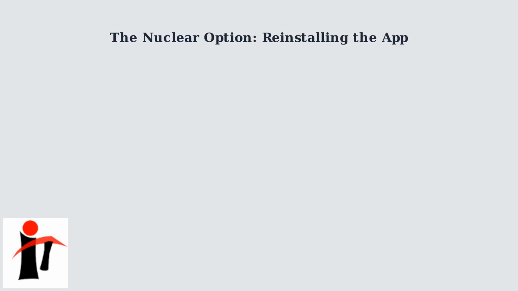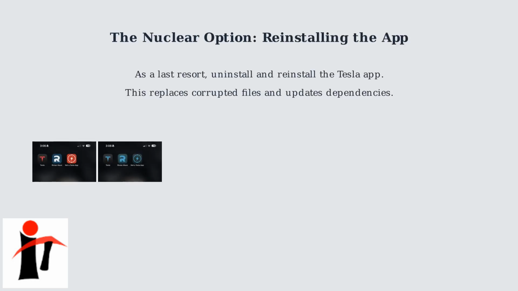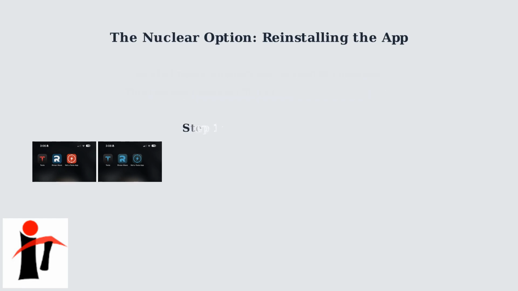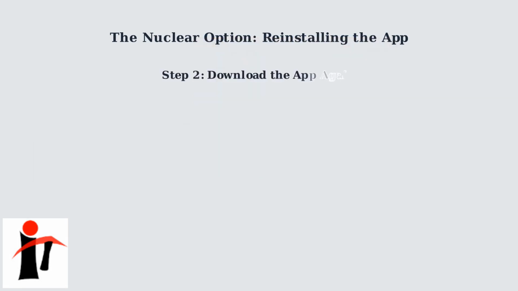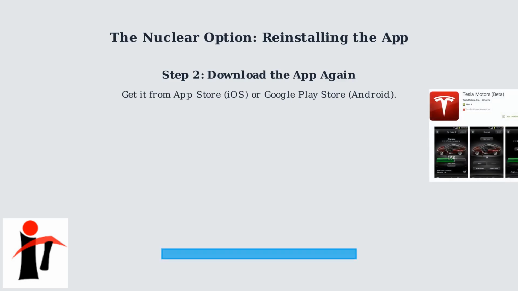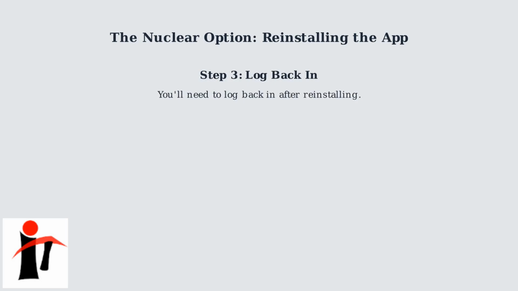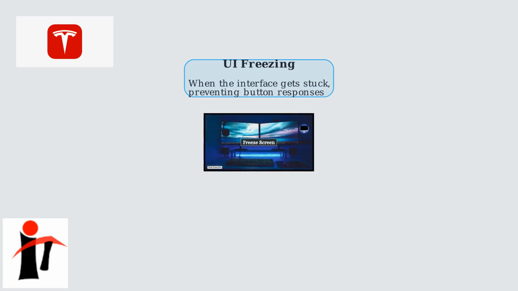As a last resort, uninstall and reinstall the Tesla app. This replaces corrupted files, updates dependencies, and resolves version-specific bugs. On both iOS and Android, long press the app icon and select Uninstall or Remove App. Then, download the app again from the App Store or Google Play Store. You'll need to log back in after reinstalling. These fixes address underlying issues such as UI freezing when the interface gets stuck and prevents button responses.